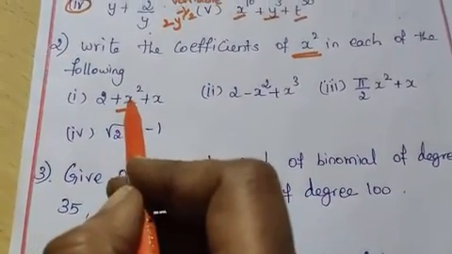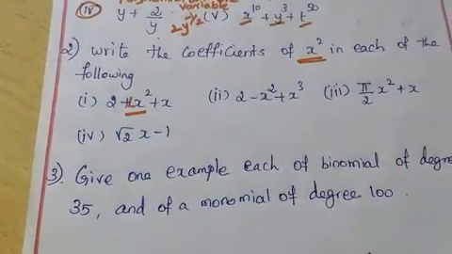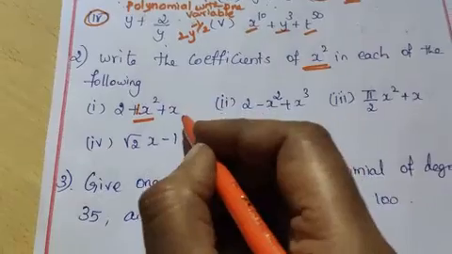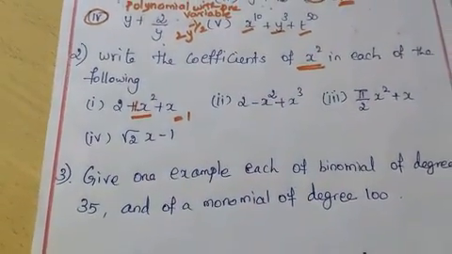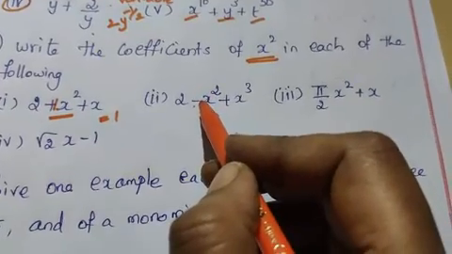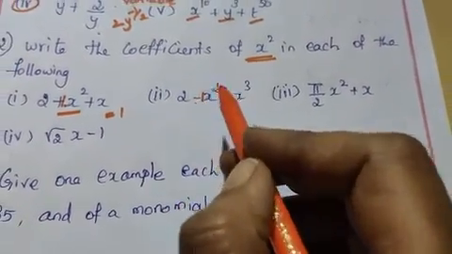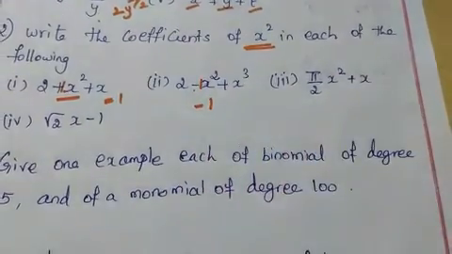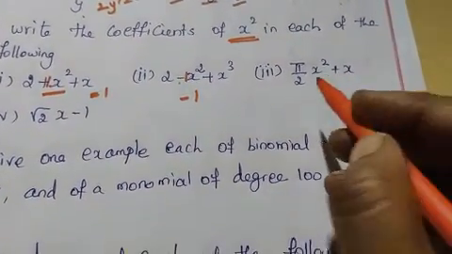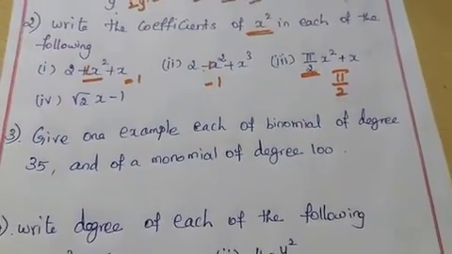I already told you, when no number is given with x squared, we consider the coefficient as 1. So what is the coefficient of x squared here? Yes, it's 1. And what is here? None, no number is given, so we consider 1, but the sign is minus. Yes, it is minus 1. What is here? Yes, it is pi by 2. Coefficient of x squared is pi by 2.